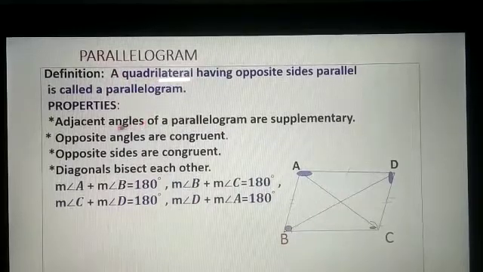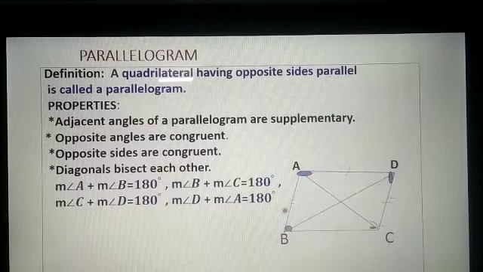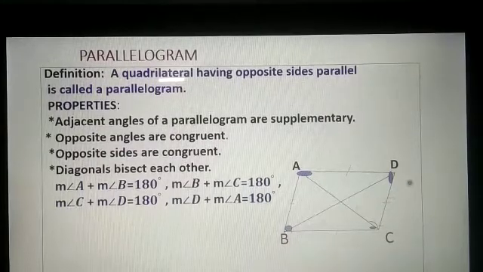What are the properties? Let's see the properties. Adjacent angles of parallelogram are supplementary. Adjacent angles means, for example, angle A, angle D, or angle A, angle B, or angle B, angle C, or angle C, angle D. So these adjacent angles of parallelogram are supplementary. Then opposite angles are congruent. Opposite angles means angle A, angle C, angle B, angle D.